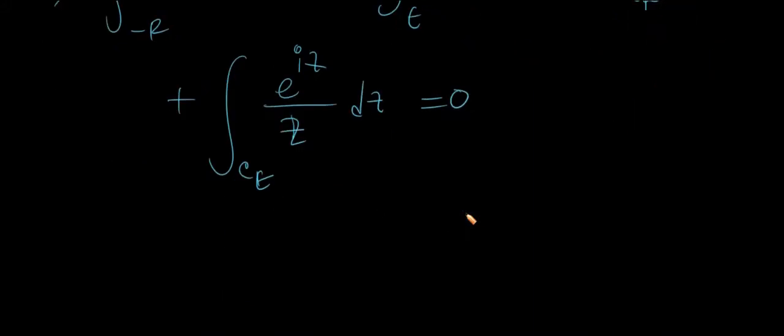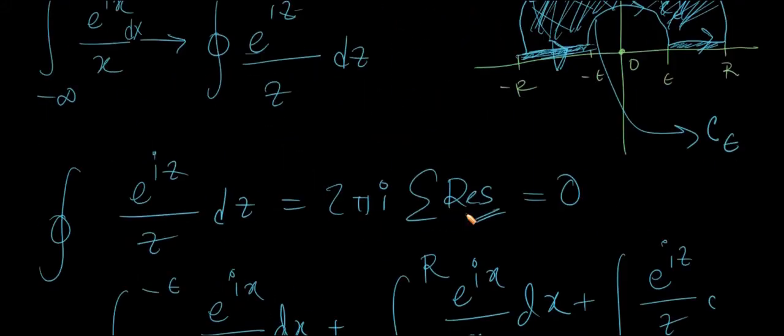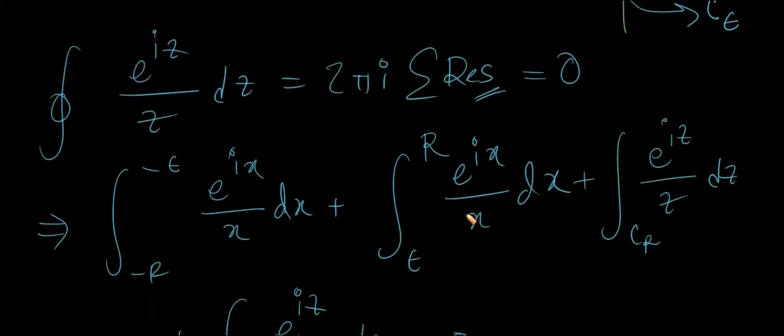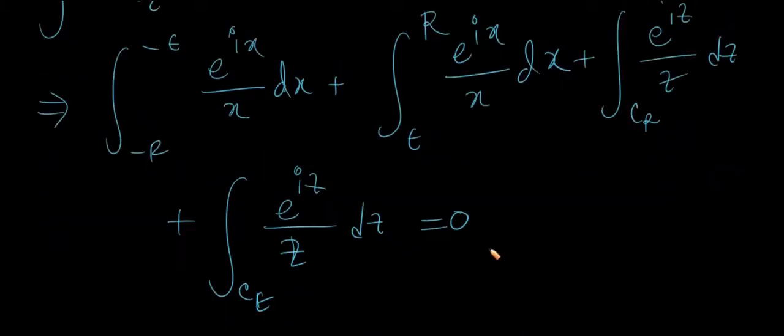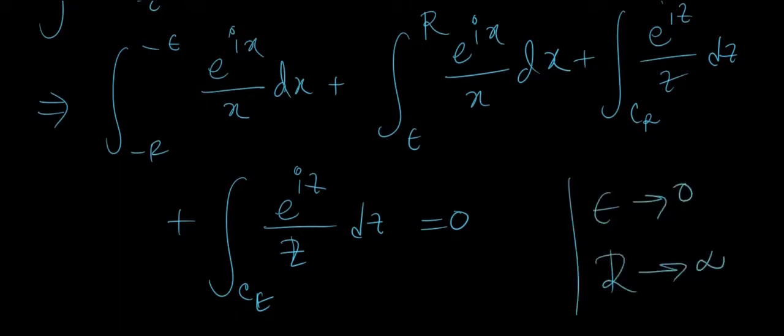So now what you're going to do is take the limit epsilon goes to 0 and R goes to infinity. That's the limit we want to take. So let me just write that down: epsilon goes to 0 and we're going to take the limit R goes to infinity.